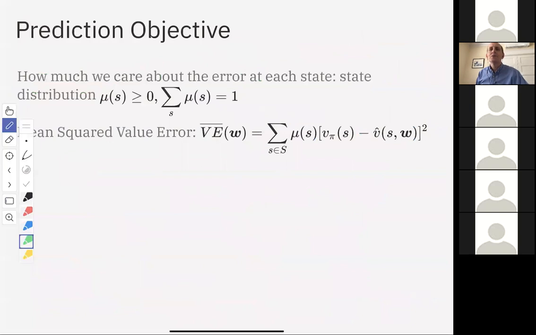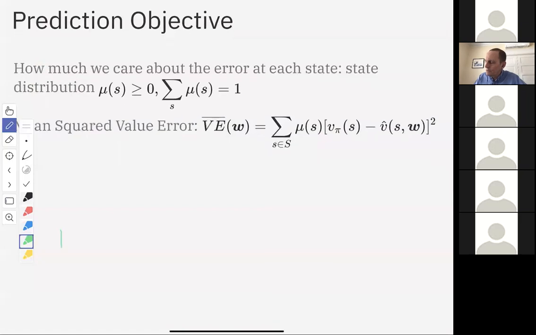So we need some sort of an objective function, some way to say how well we are doing overall in terms of our approximation. The simplest thing to do would be some mean squared error. And so that's what we'll do.